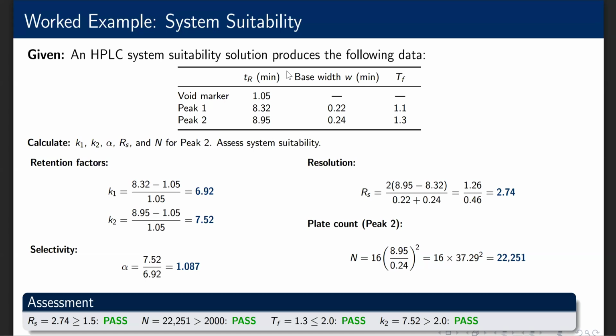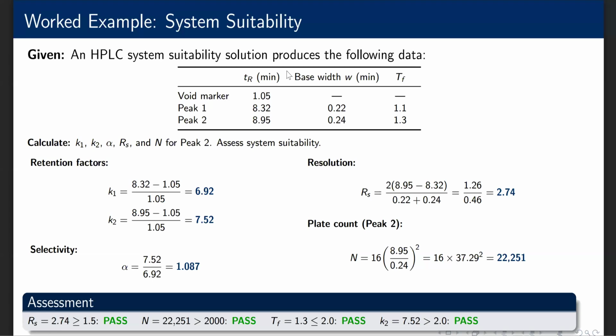Let's check the plate count for peak 2. 16 times (8.95 divided by 0.24), all of it squared, equals 22,251, which is, of course, well above the 2,000 criterion. This is also a pass. The tailing factor of 1.3 is also below 2.0, and this is also a pass.